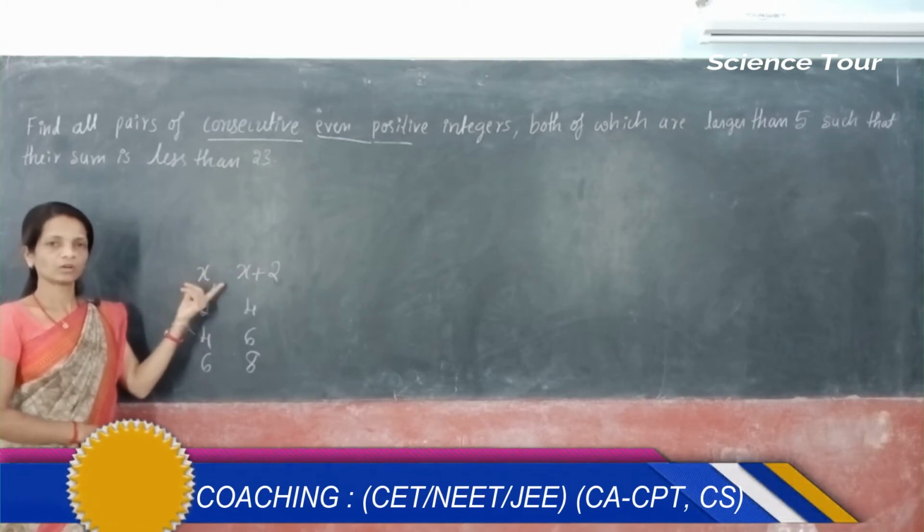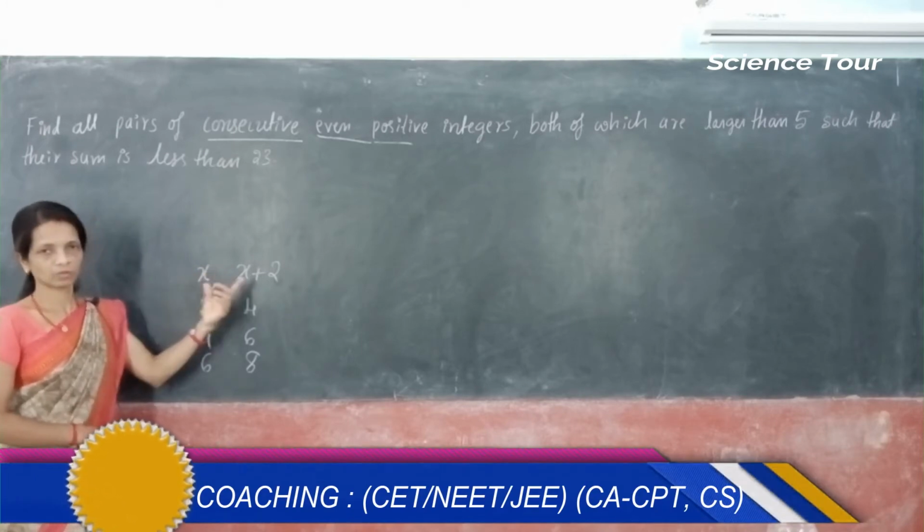Same type of two consecutive odd positive integers also. Okay, x comma x plus 2 form.